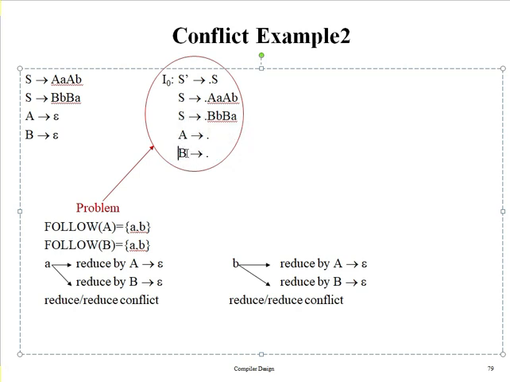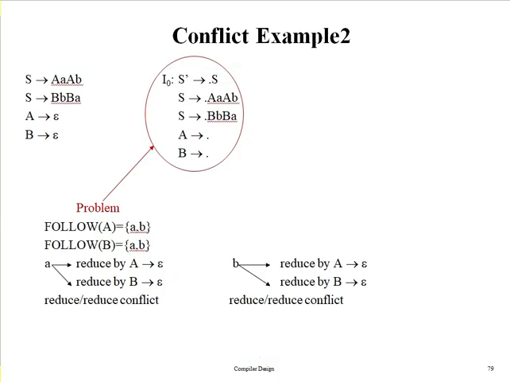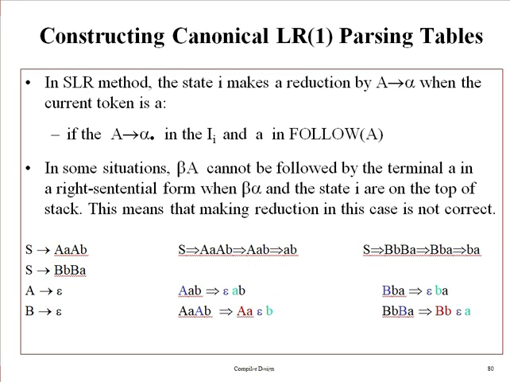Follow of B is A and B, and follow of A is also A and B, because after A we have A, after B we have A, after A we have B, after B we have B. So both non-terminals have the same terminal symbols in their follow set. So under the same columns A and B there will be a reduce reduce conflict. So there are two reduce actions in the same row and column. Because of this, the grammar is also not SLR grammar.